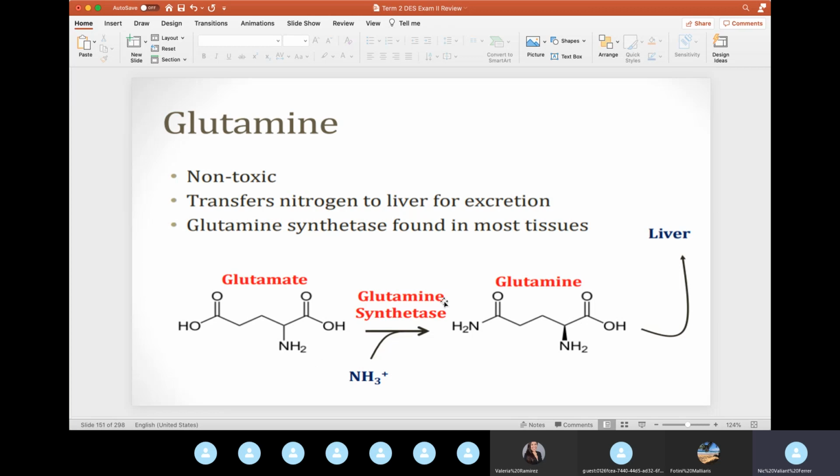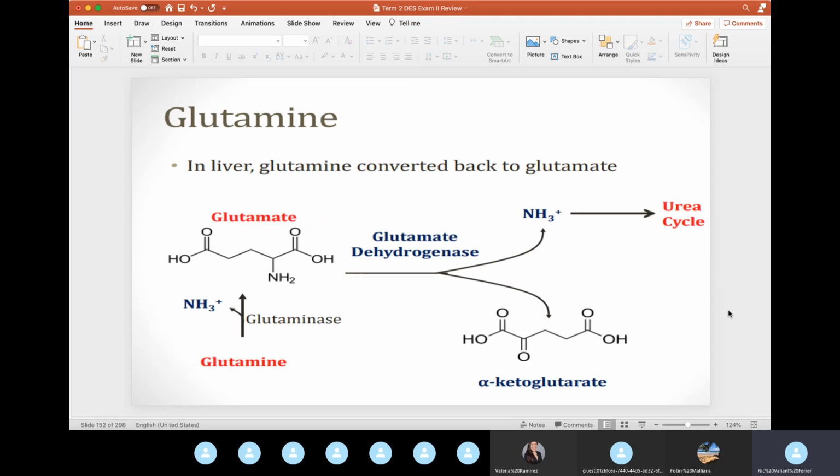So it can form glutamine, right? It transfers the NH2 to glutamine, and then the glutamine is going to go to the liver for excretion in the urea cycle. Okay? What's the enzyme here? Glutamine synthase. Another way, right? So in the liver, glutamine is converted back to glutamate.